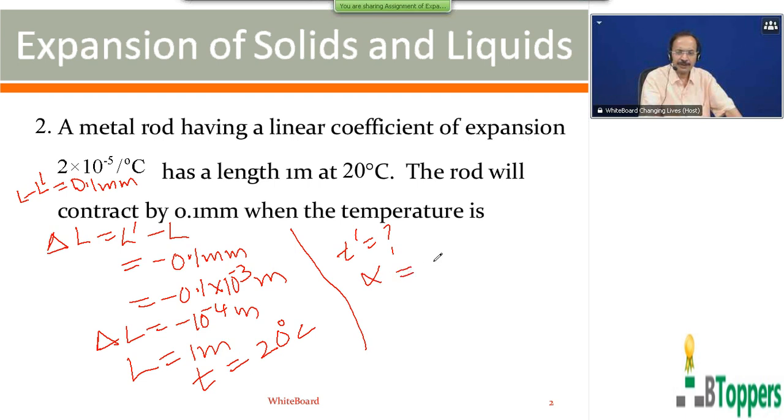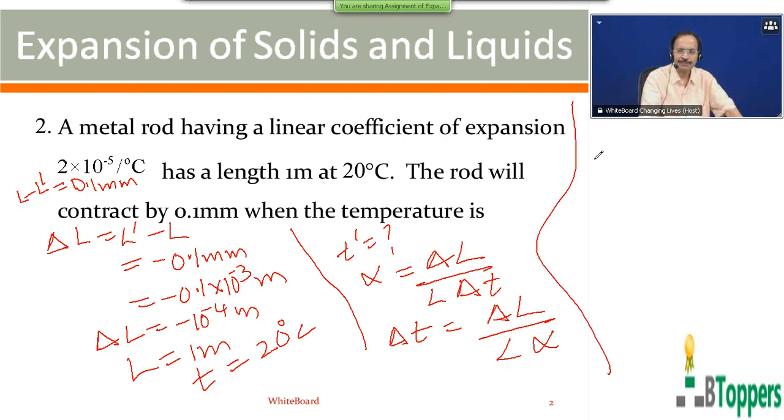So you can write coefficient of linear expansion alpha equal to delta L by L into delta T, or delta T you can write delta L by L into alpha. You can substitute the values now. Delta L you can take minus 10 power minus 4 meter, L is 1 meter, and alpha is 2 into 10 power minus 5 per degree centigrade. So units of length get cancelled on the right side.